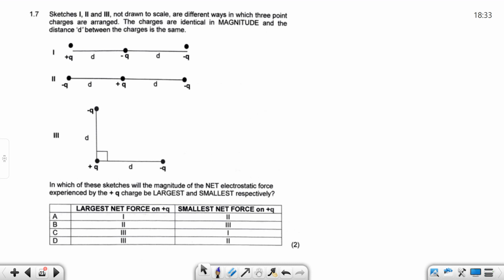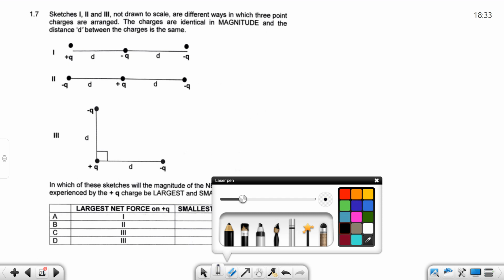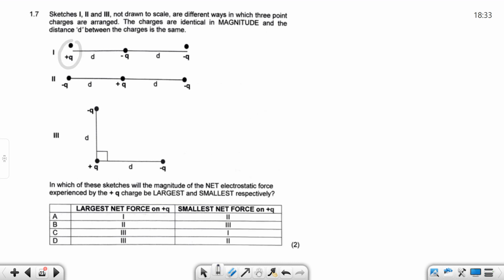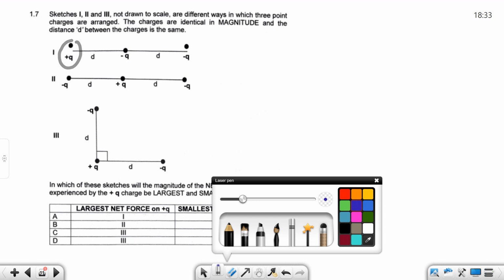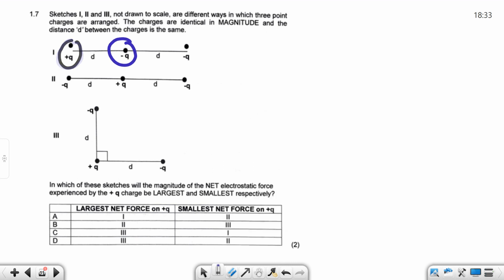Sketches 1, 2, and 3, not drawn to scale, are different ways in which 3-point charges are arranged. The charges are identical in magnitude, and the distance d between the charges are the same. Okay, let's see something. What's the difference? Charge in 1, let me use a highlighter. In 1, what do we have? Positive, negative, negative.